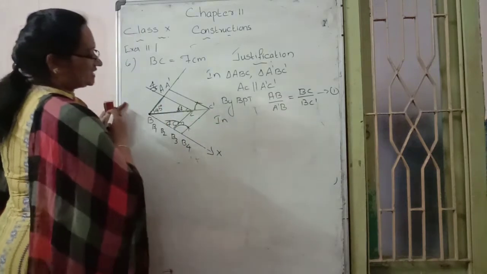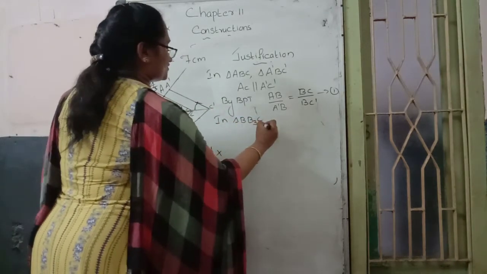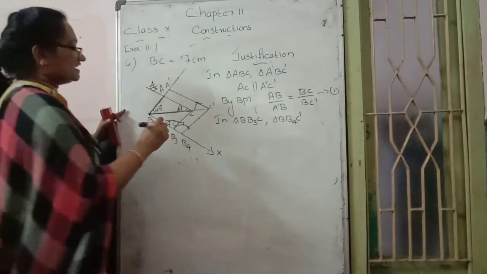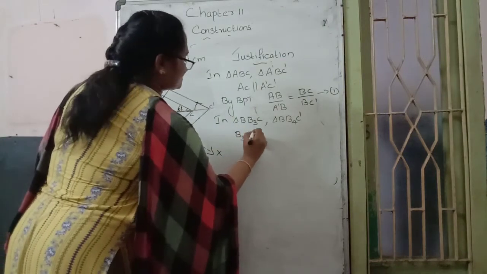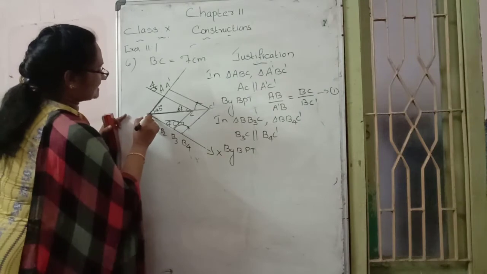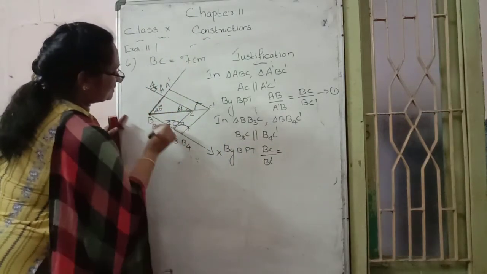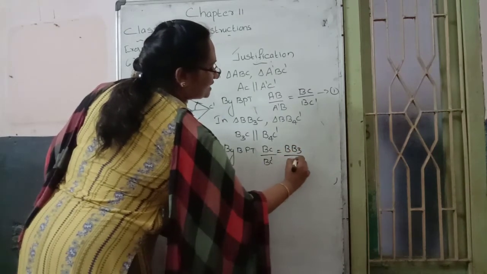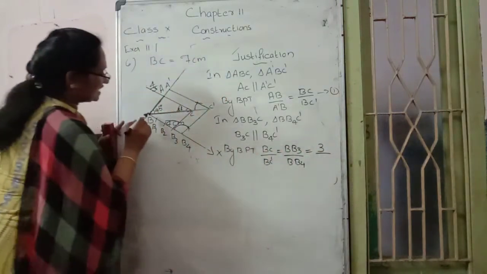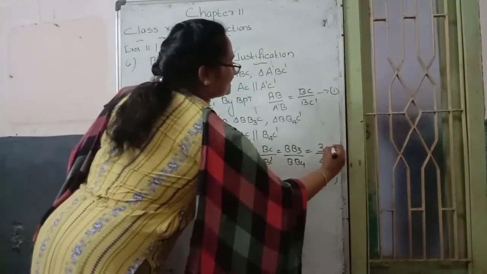Again, consider the second, downward triangle. Which are they? B3C is the first triangle. B4C dash is the second triangle. In these two triangles, B3C is parallel to B4C dash. There also, by the BPT theorem, the side ratio BC by BC dash is equal to BB3 by BB4. Then what about the distance between B1, B2, B3? So we can write 3 by, what is the distance to B4, 1, 2, 3, 4? So BB4 distance is 4. Mark it as equation 2.